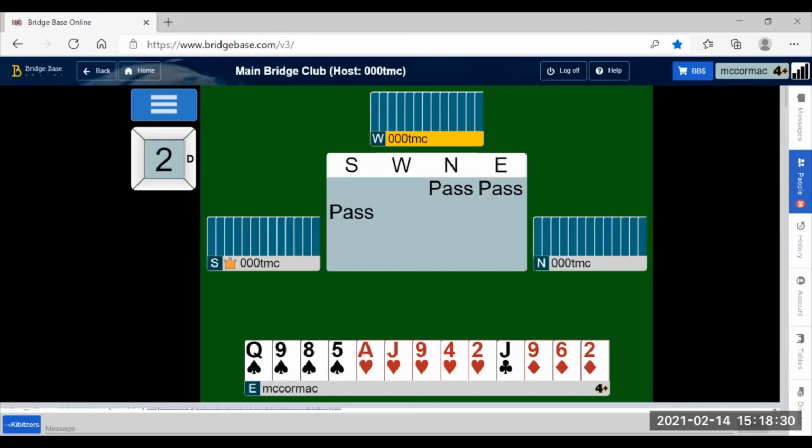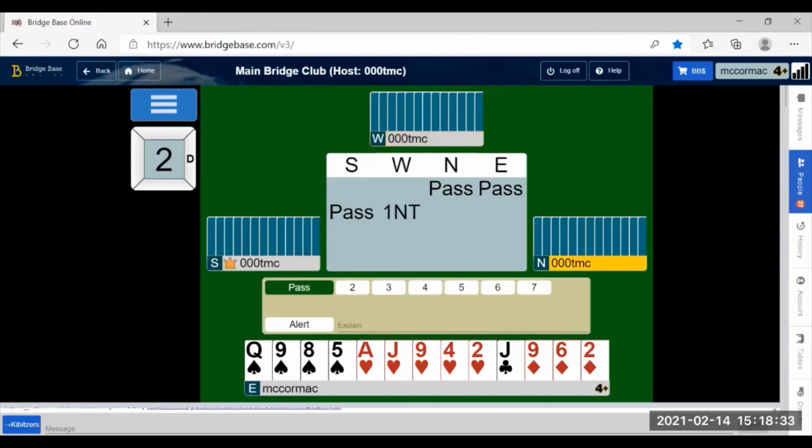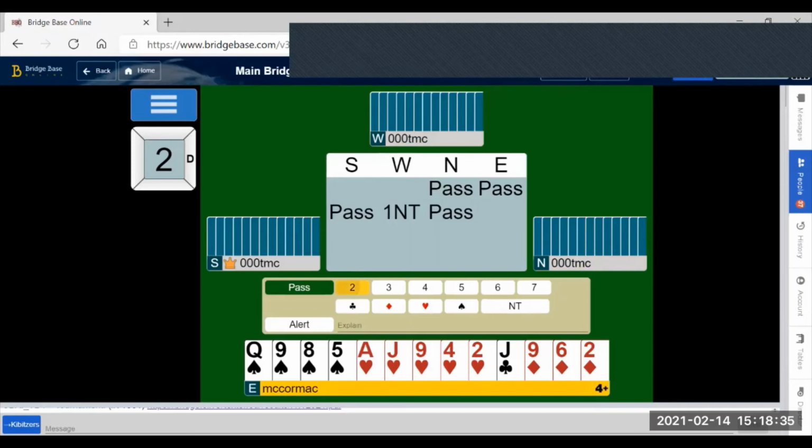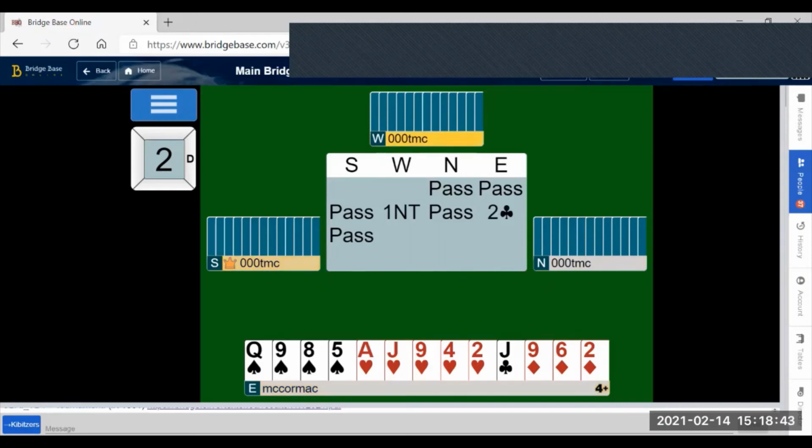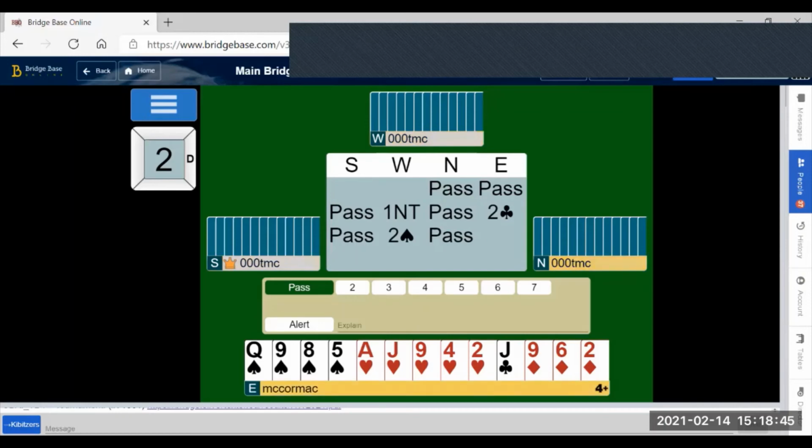One no trump from West. Pass. I bid two clubs. I must be prepared for all of the responses. So we'll go from the top down to the bottom. Over two clubs, if partner bids two spades, I will pass.